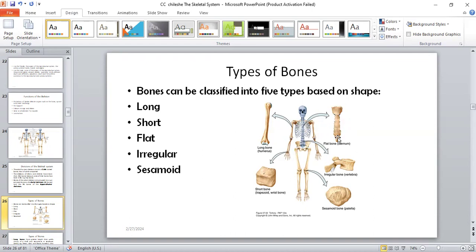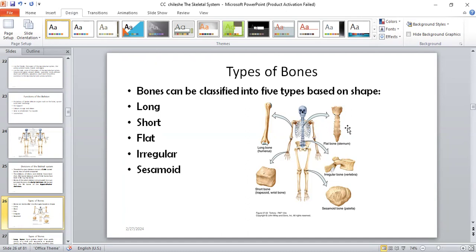Other flat bones include bones like the scapula, the bone at the back, okay? That wing that you normally see when you try to bend your arm to the back, okay? And then we have other flat bones such as the bones of the skull. So all those are examples of flat bones.